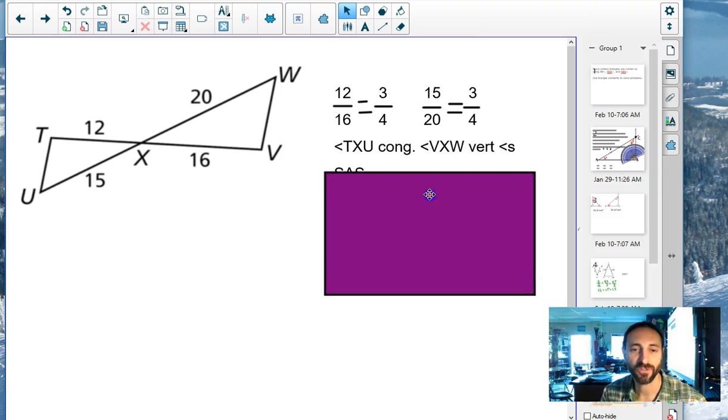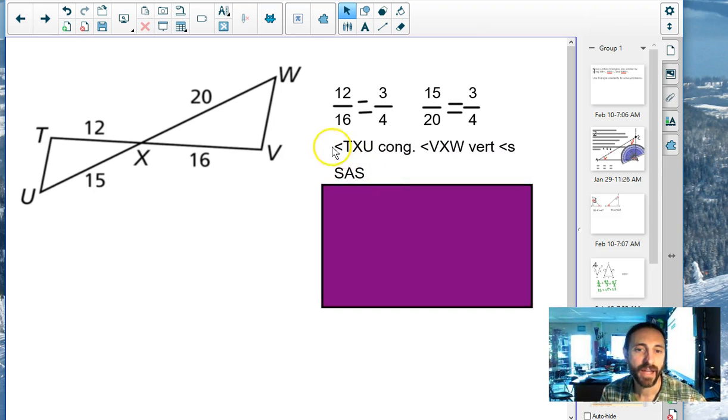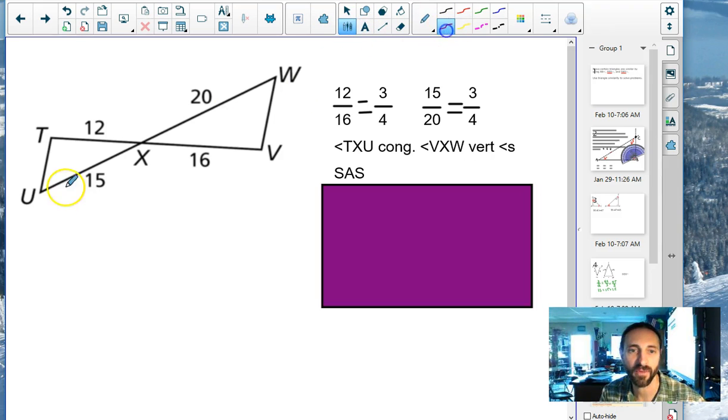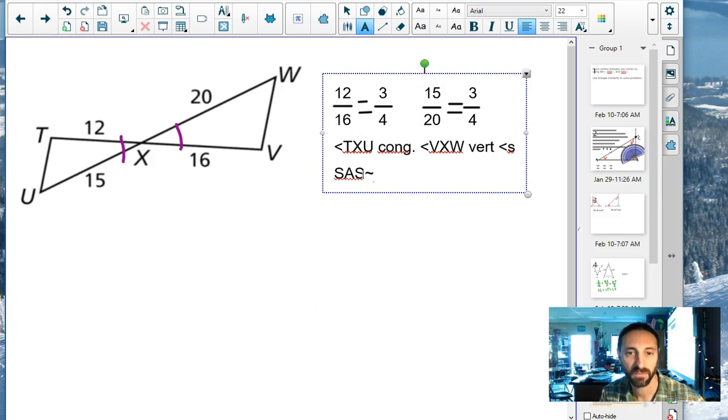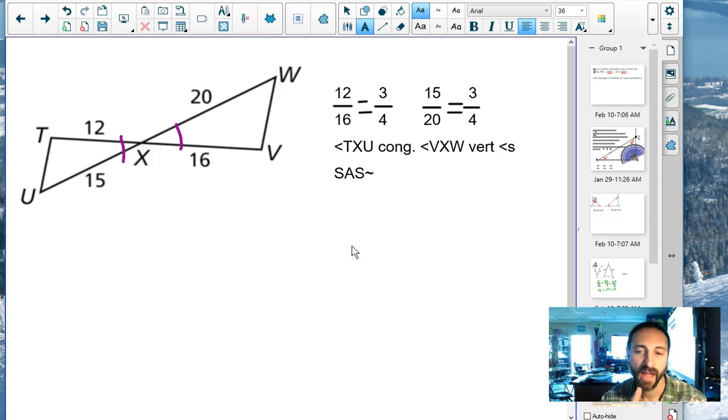If I only knew my angles are congruent, well, they are. Angle TXU is congruent to VXW because they are vertical angles. Let's just label that real quick. We'll use purple in this case. So now I've got side-angle-side similarity, right? And then I can just paste that in to say, all right, I've got side-angle-side similarity. So again, angle-angle, side-side-side, side-angle-side. Is there angle-side-angle? Well, again, as long as you have two angles, you know all three. So any of those variations will work.